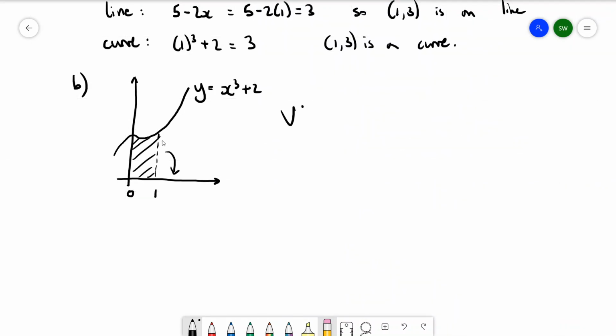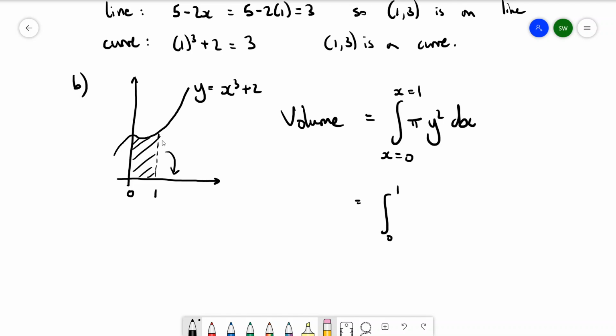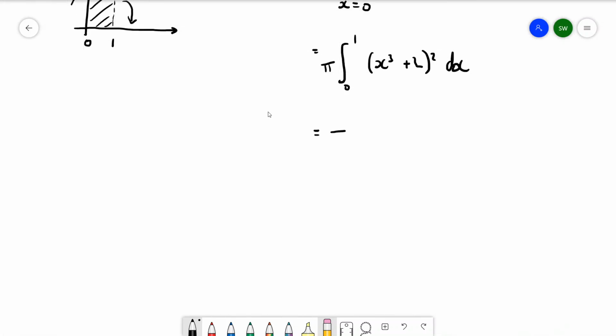So the volume of this solid is going to be the integral of pi y squared dx, and the limits are going to be from x equals 0 up to x equals 1. So we'll just sub in the value of y. I'm going to take pi outside of the integral, so we'll have (x cubed plus 2) squared dx. Okay, so now we can just multiply out the bracket. So we'll have x to the power of 6 plus 4x cubed plus 4 dx.